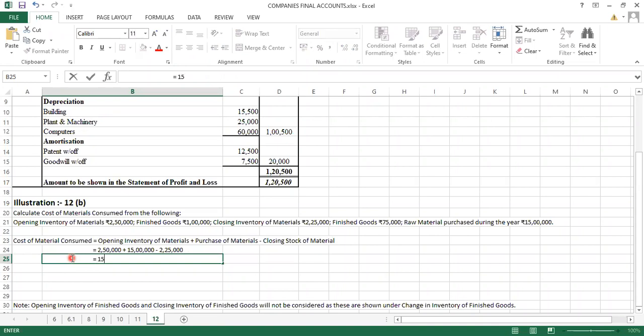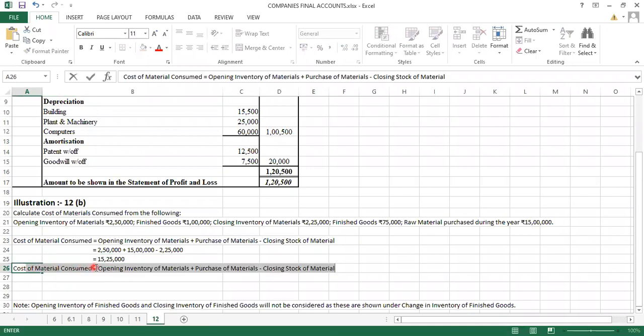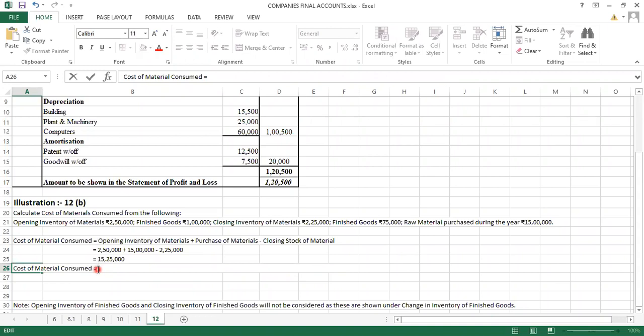It will be 15,25,000. So therefore how much has the cost of material consumed come to? It is 15,25,000.